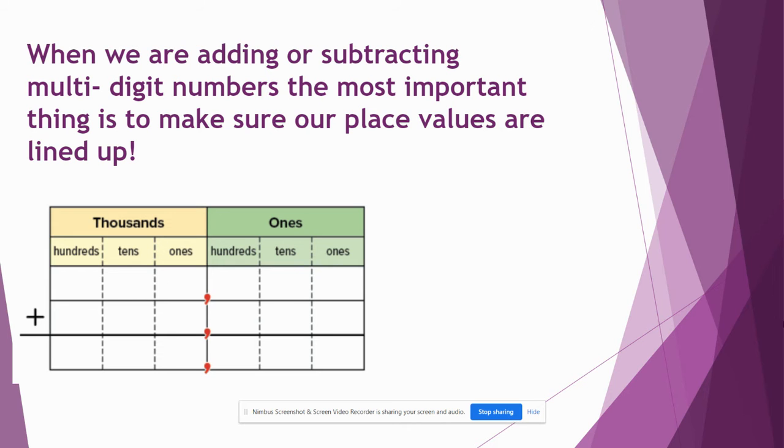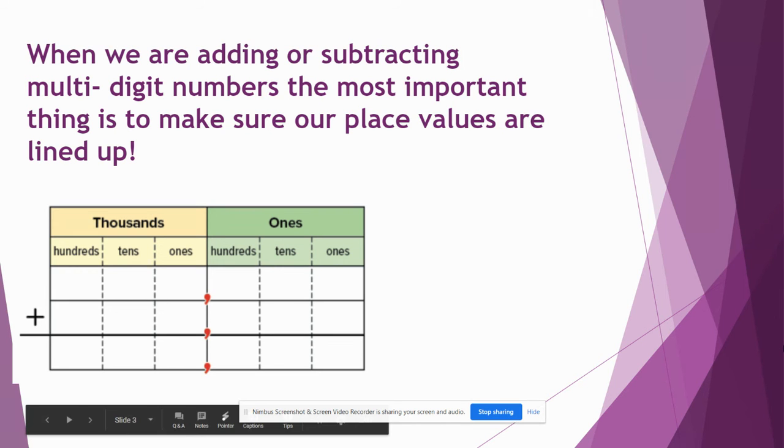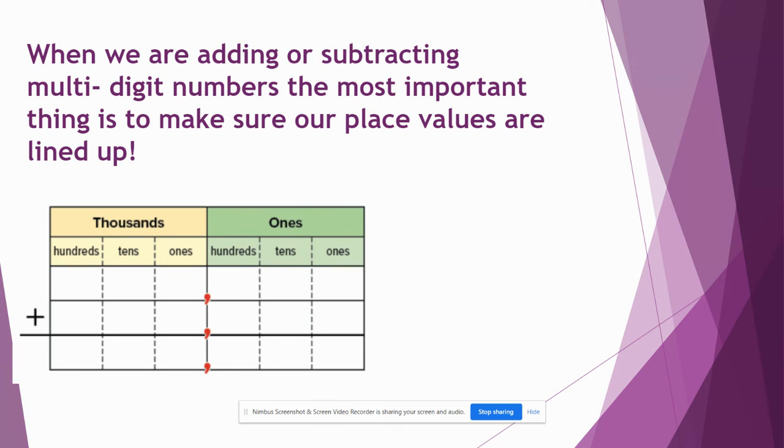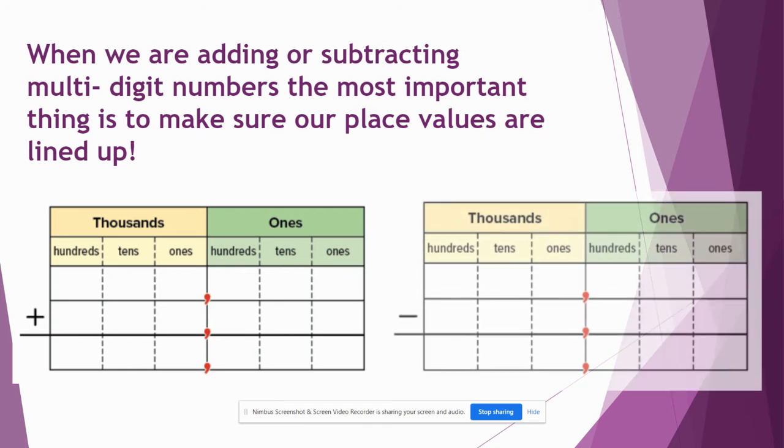I know you've heard me say this the last 2 days, but it is super, super important to line up the numbers correctly, especially if the two numbers have different amounts of digits. For example, if I am adding 10,421 to 1,246, they are not going to have the same amount of digits. So I need to make sure that I'm adding the ones places with the ones places, the tens places with the tens places, and so on.